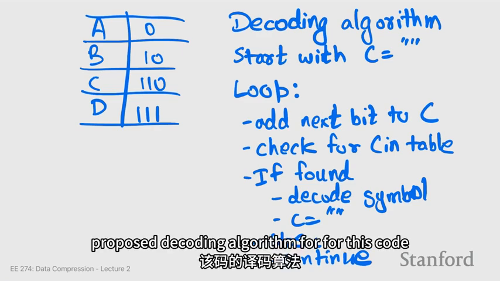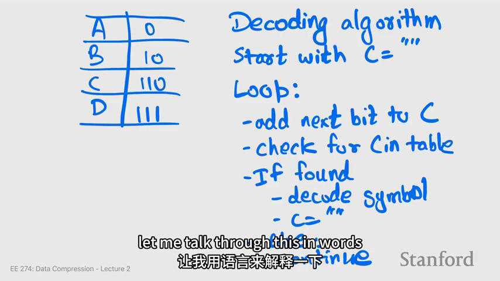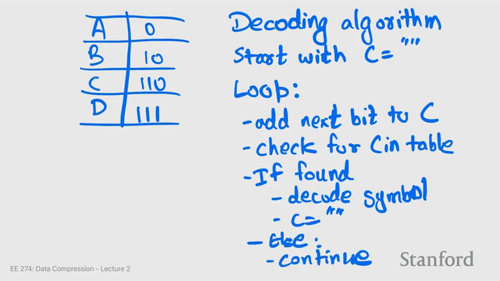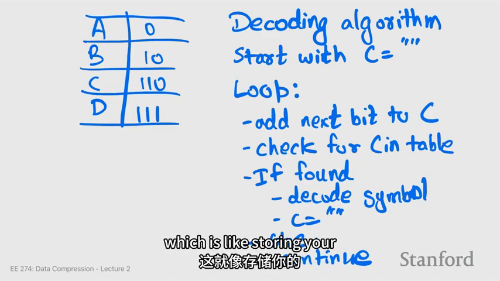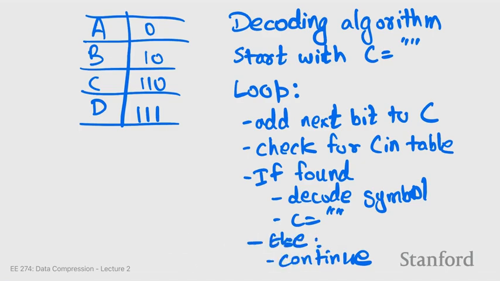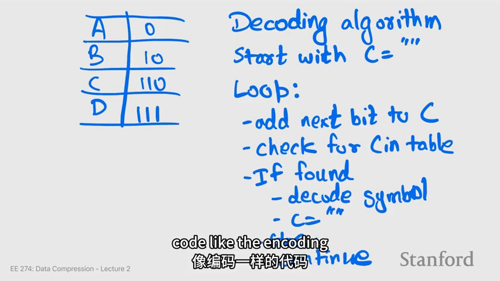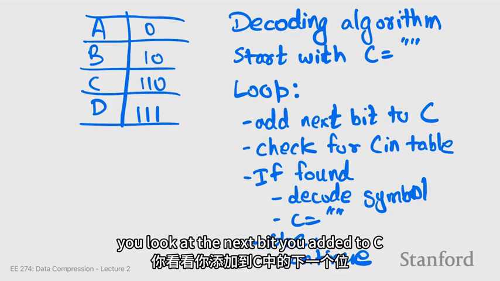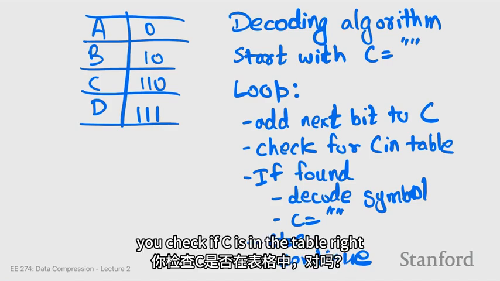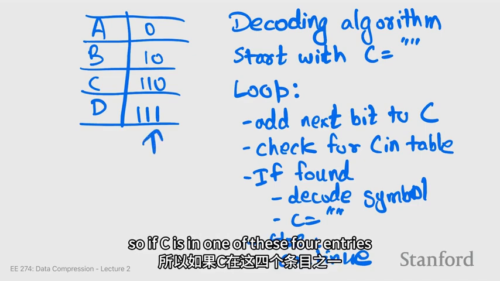So this is a proposed decoding algorithm for this code. Let me talk through this in words. You have a variable called C, which is storing your code, like the encoding. You start with empty. You look at the next bit, you add it to C. You check if C is in the table, right? So if C is in one of these 4 entries.